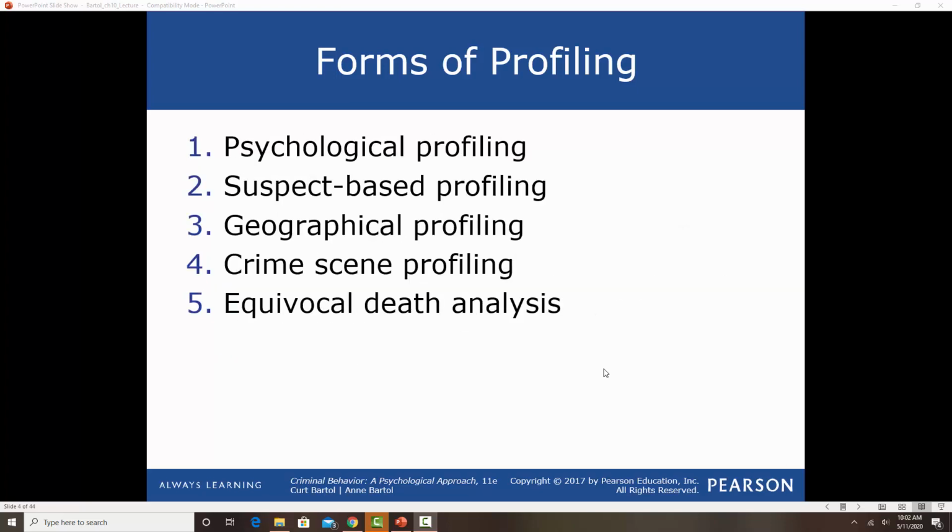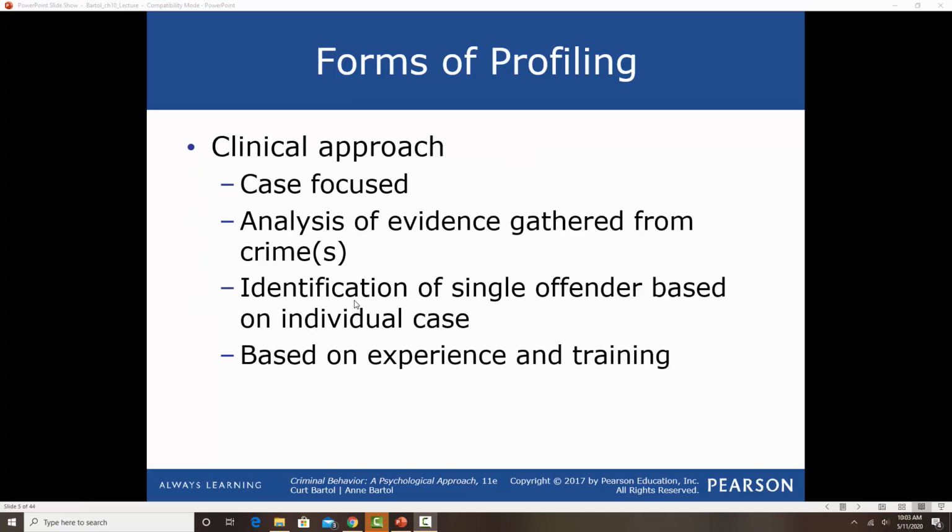So the types of profiling that you might hear about are psychological profiling, suspect-based profiling, geographical profiling, and crime scene profiling. And equivocal death analysis would also be considered to be a type of profiling, but it's a little bit different. So I talked about the clinical approach, and again, that is looking at the evidence of a single offender or single case. And from an investigator's profile, that's really based on your experience and training, but you're looking at what kind of evidence can be gathered from the crime scene, from this particular case.